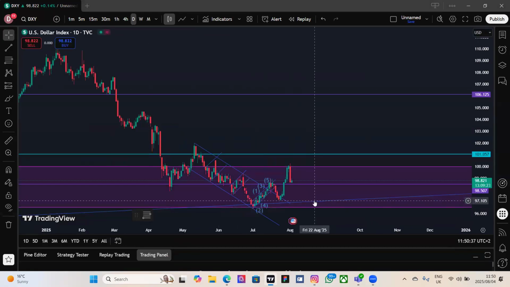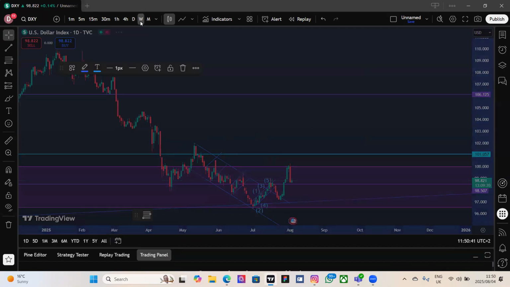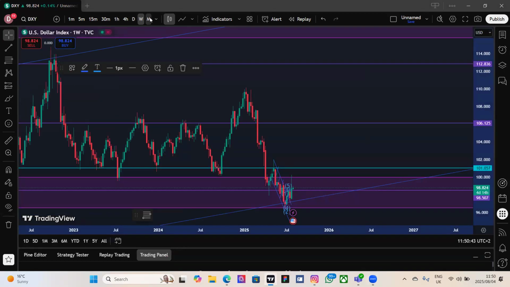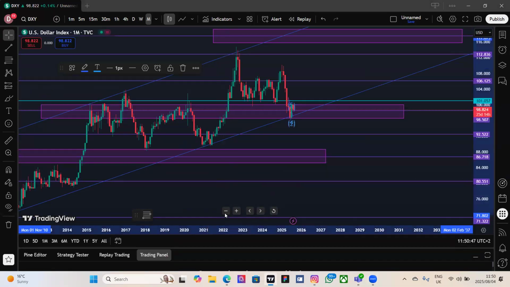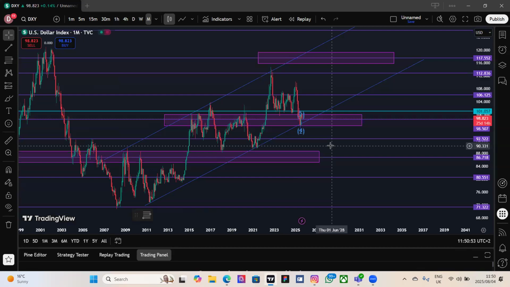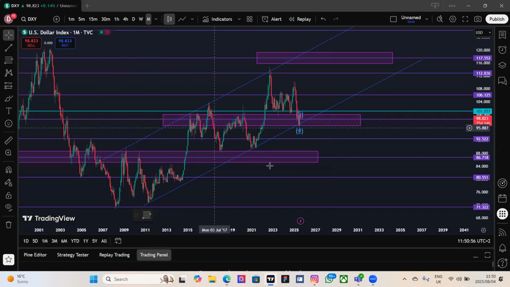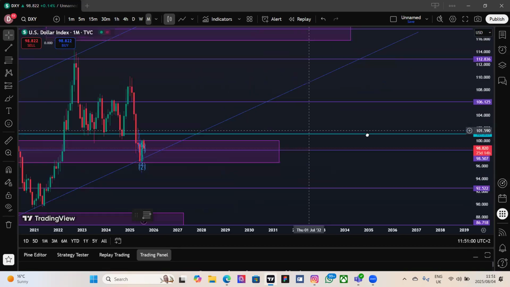As we are rejecting this weekly trend line, just zoom out on the weekly. It's actually the monthly. Yeah, this monthly trend line right here. As the trend is pushing to the upside, so we are pushing to the upside, as you can see.